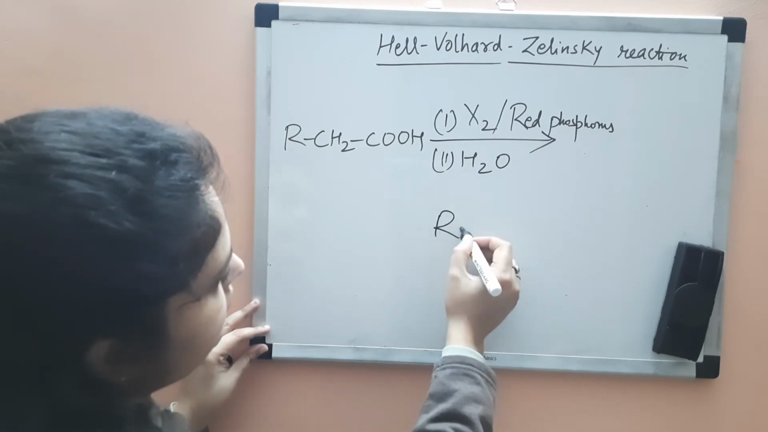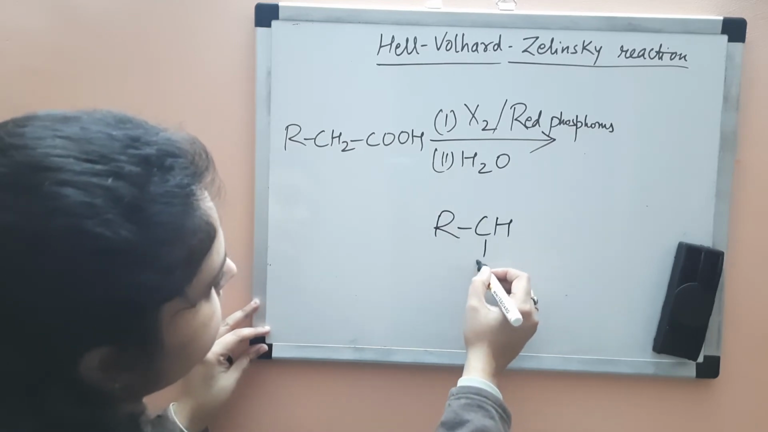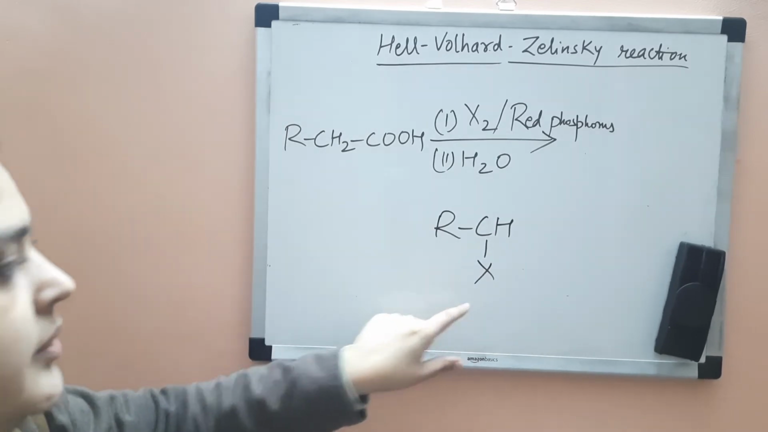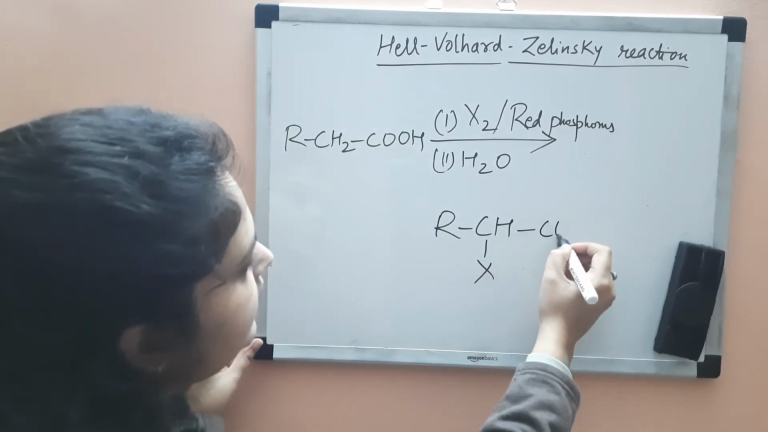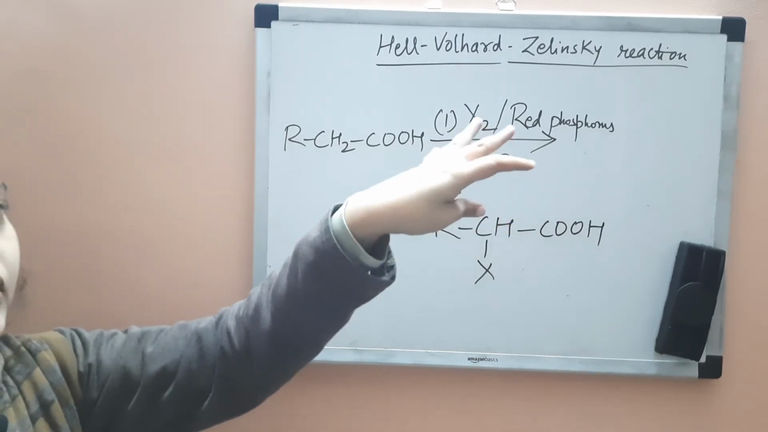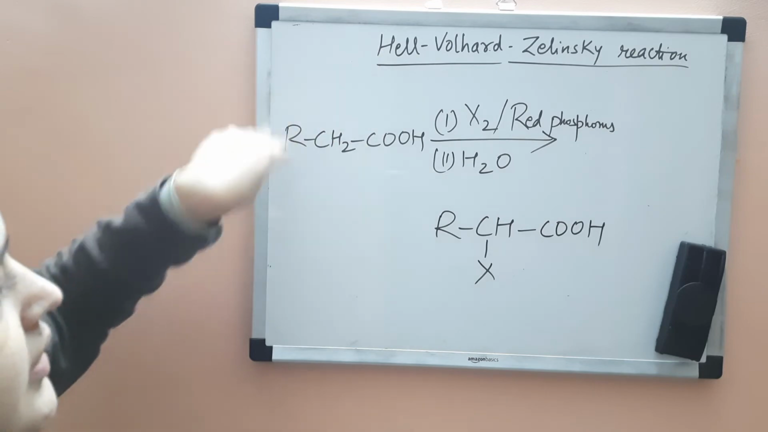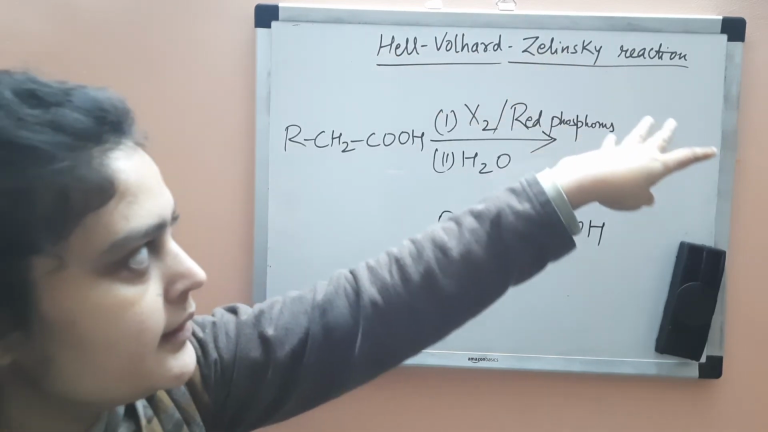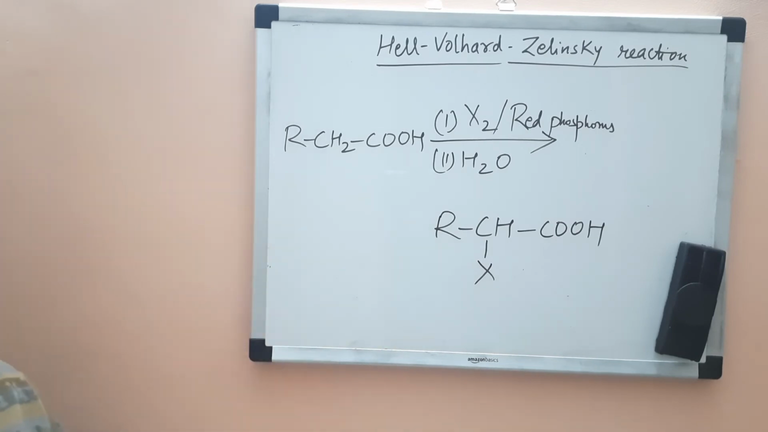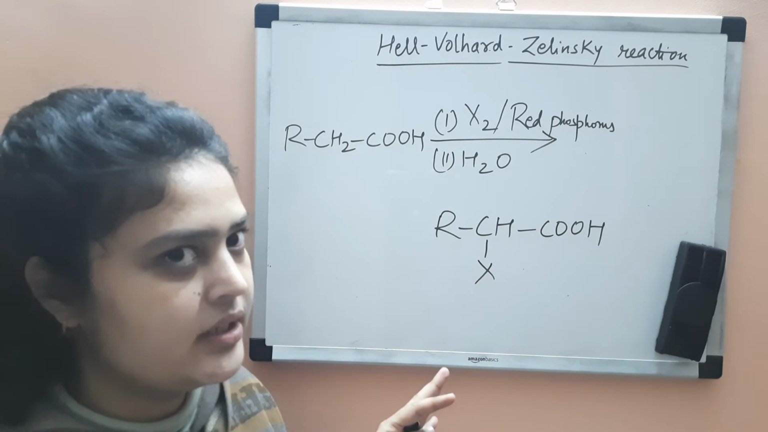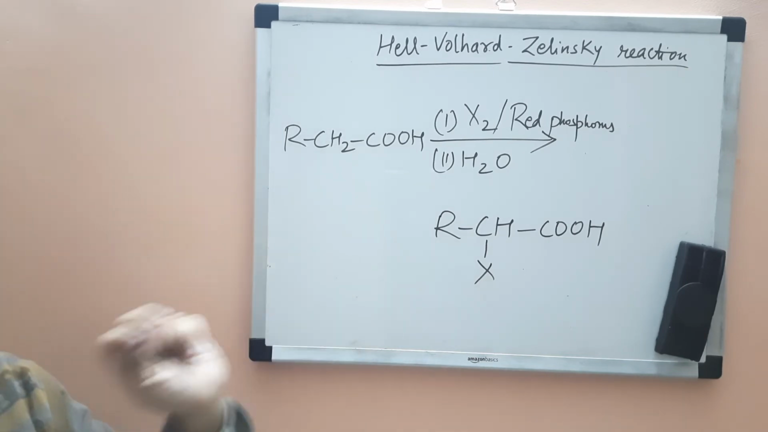So here at the alpha carbon atom your halogen atom will be substituted and you will get product like this. So this halogen can be bromine or chlorine. Now this is a name reaction which is called as Hell-Volhard-Zelinsky reaction. So this is the substitution reaction, or the halogenation reaction.